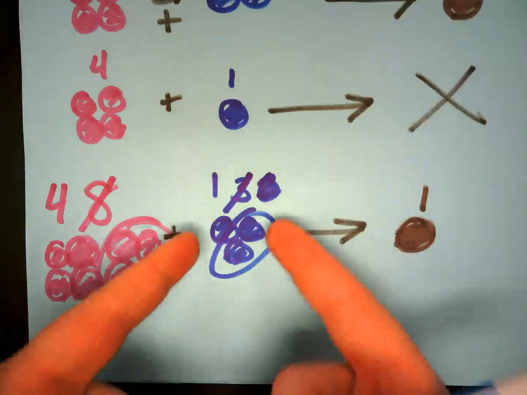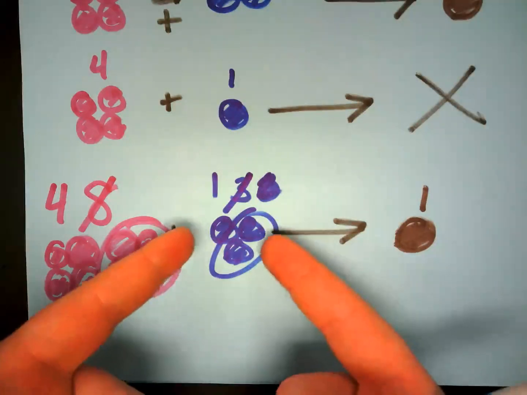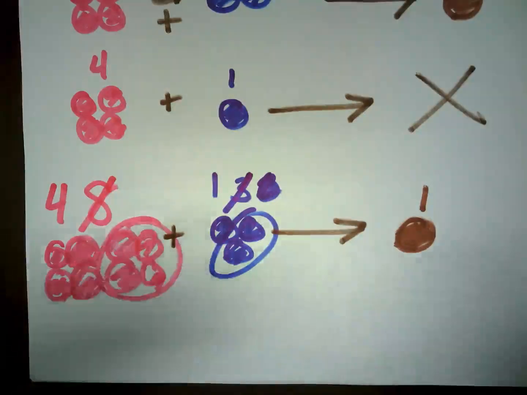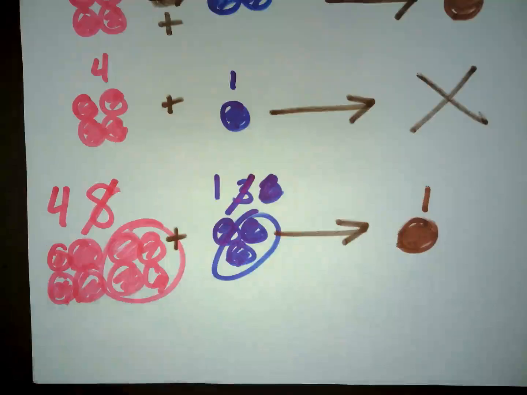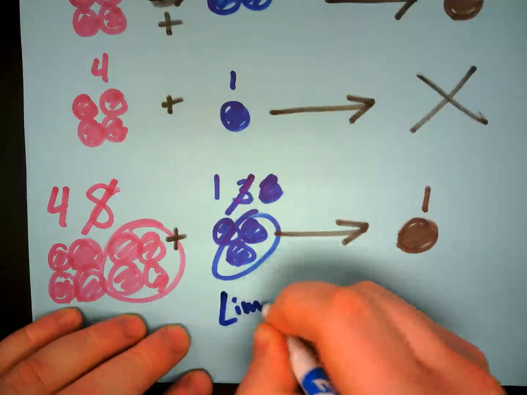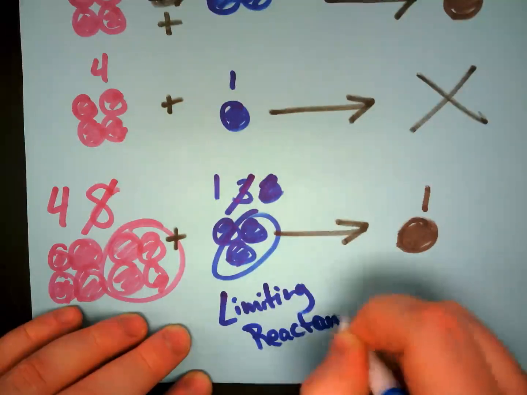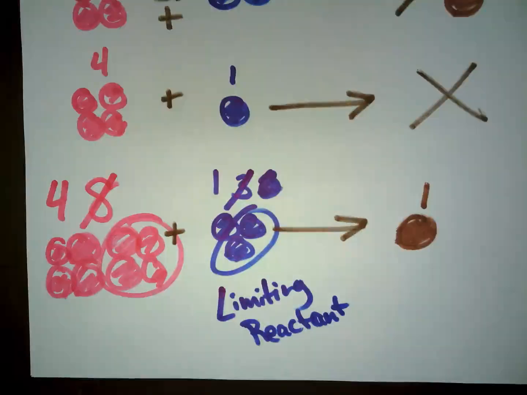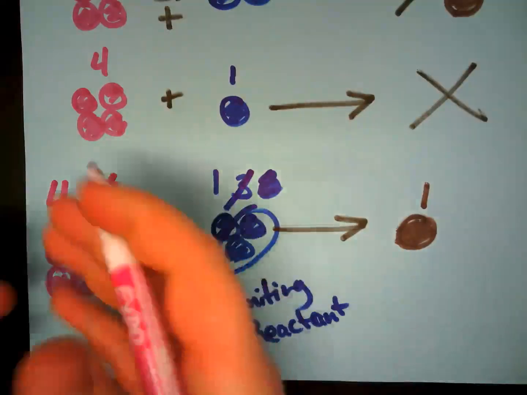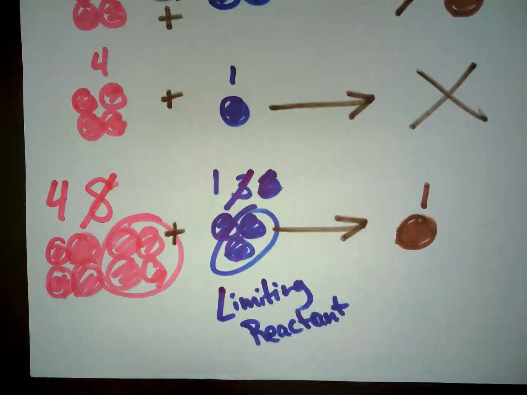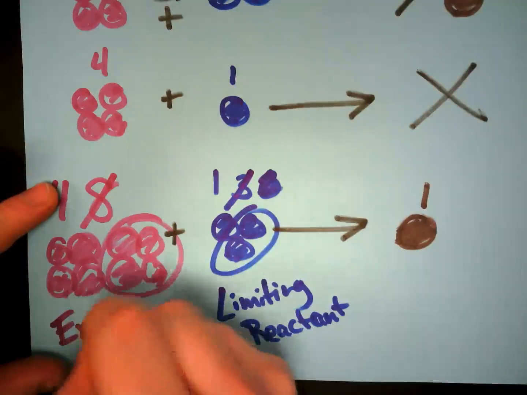But the problem is that our limiting reactant here, what's run out, is my blue here. So because blue ran out and I need more blue, blue is my limiting reactant, okay? While pink here, I still have enough left over to keep going, but because blue is limiting, this is my excess reactant.